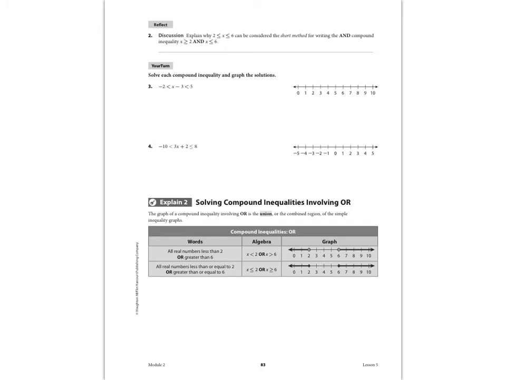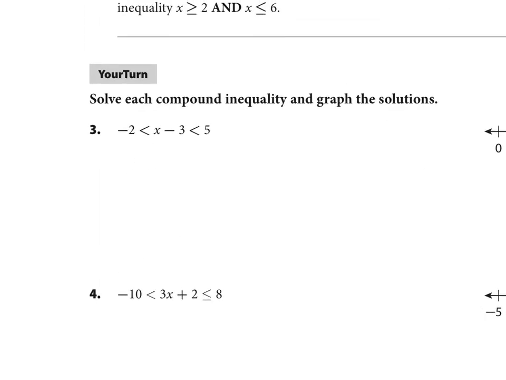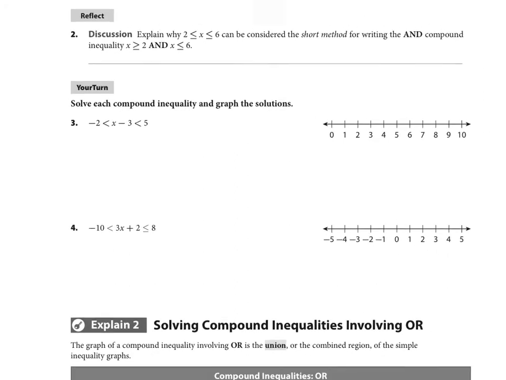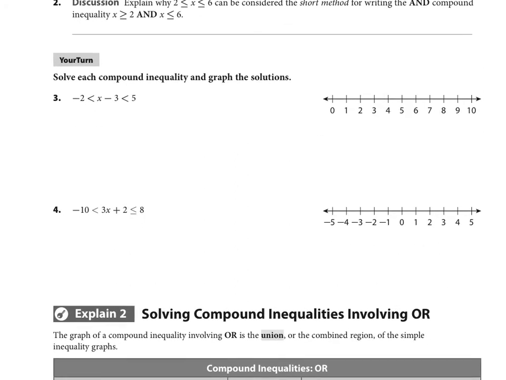So look at number 3. You'll see this where it says -2 is less than x minus 3 is less than 5. So this looks different. We have two inequality symbols in here. We no longer have just the left side and the right side. We've got like 3 different parts here. So think of that as first part, second, and third.